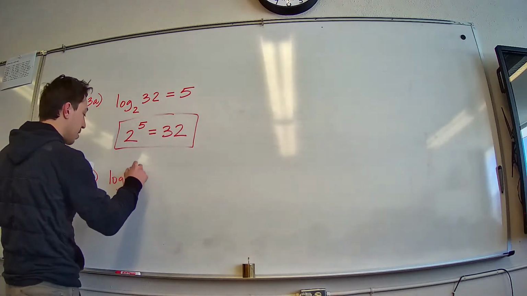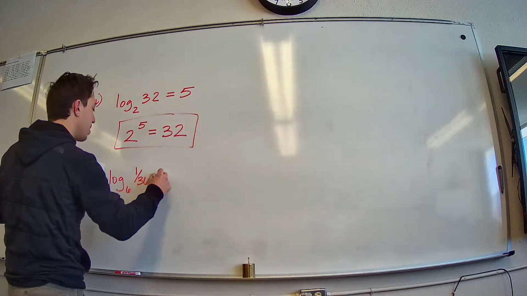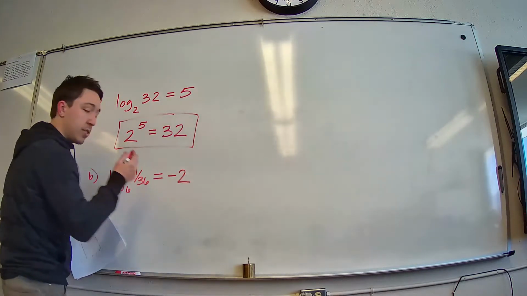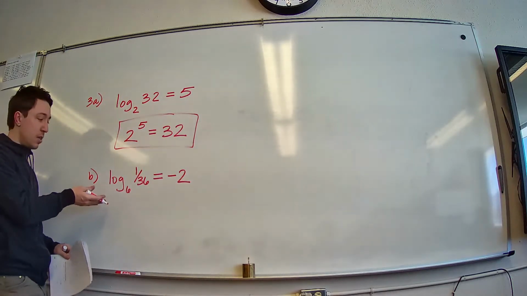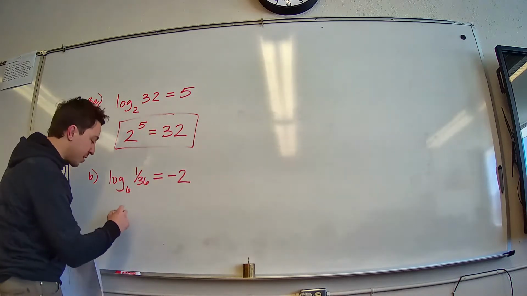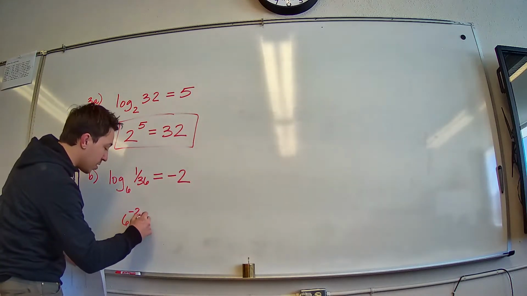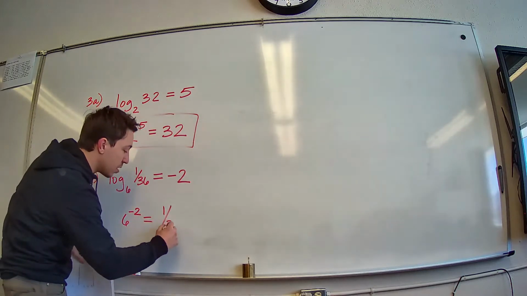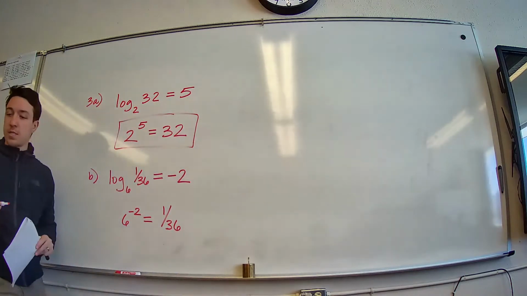Log base 6 of 1/36 is equal to -2. Again, that's a true statement. It's a true fact. That's just another way of writing the fact that 6 to the -2 is equal to 1/36.